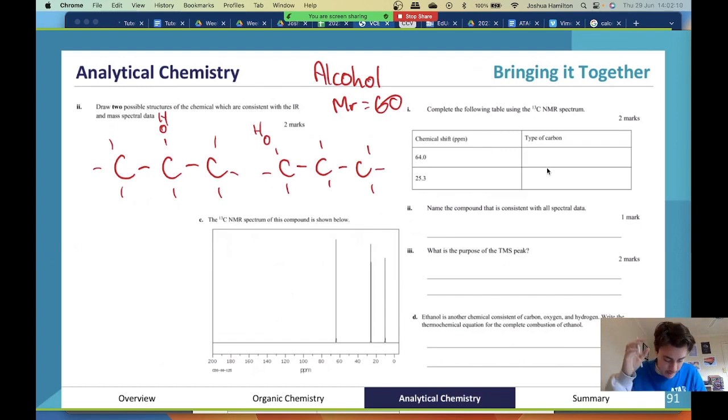All right, moving on to C. So I've got propan-1-ol and propan-2-ol as my two options, by the way. Moving on, it's given me carbon NMR here. It hasn't given me hydrogen, it's given me carbon, so a little bit different. Carbon NMR. What do the following peaks tell me?